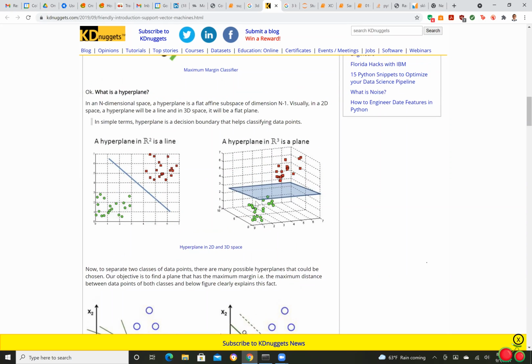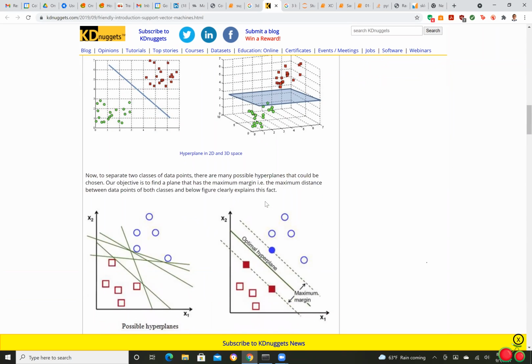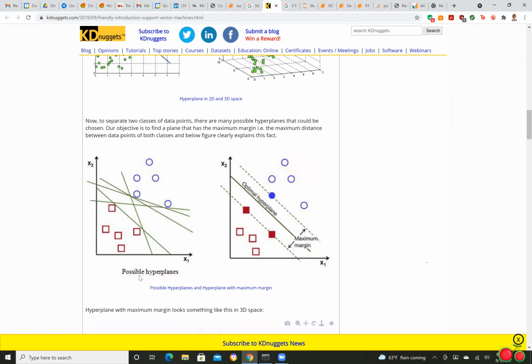Do you guys understand this figure? Any questions about this? Classification. Yep. Awesome. Good.